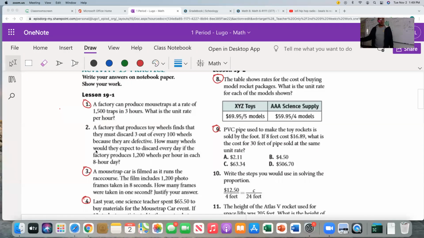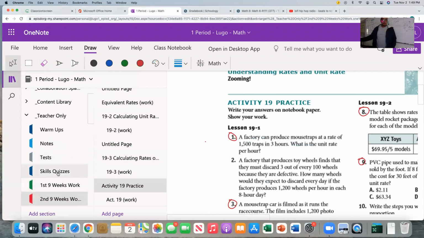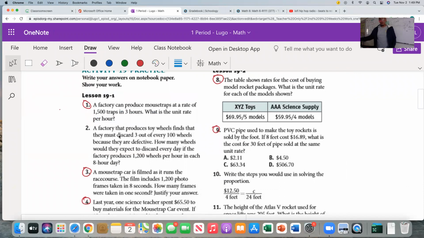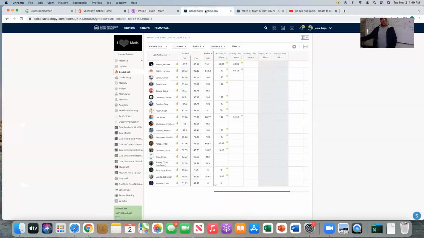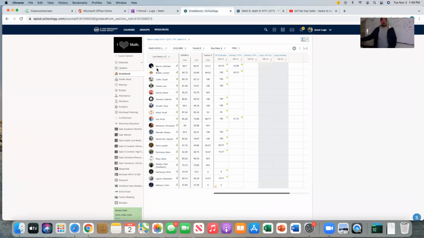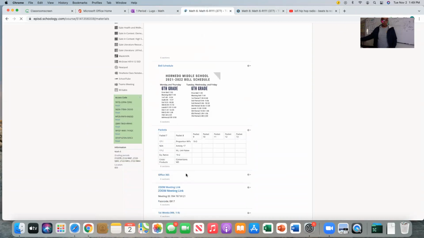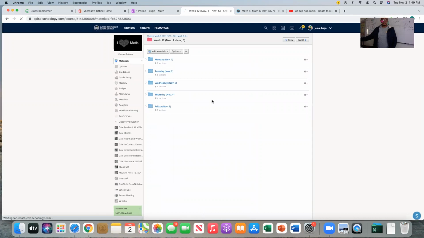And today we are going to be looking at activity 19 practice, which is found on OneNote under second 9 weeks work, activity 19 practice, there it is. And we are doing the numbers that I have circled here on mine for your convenience. Those numbers are on Schoology as well. If you simply go to today's folder, you will see them. Today is 19, and it should be the same numbers as the ones that are right there.